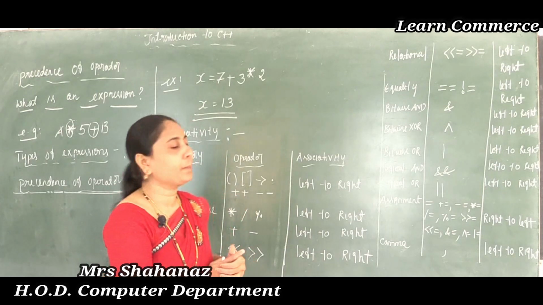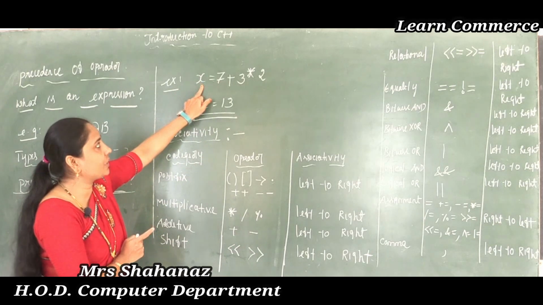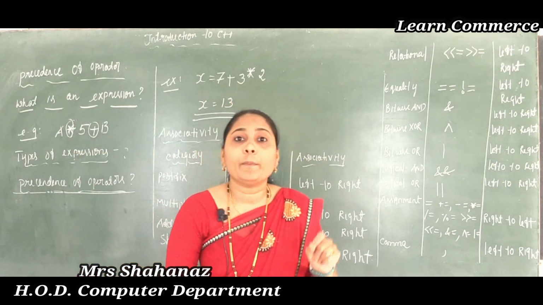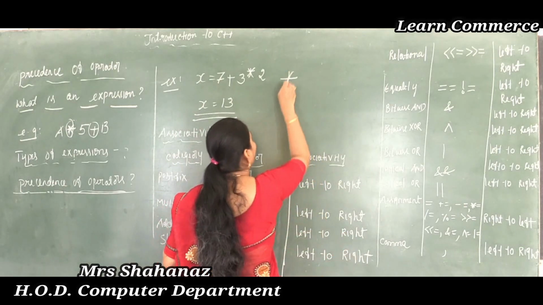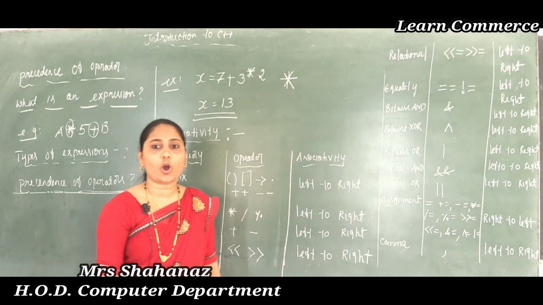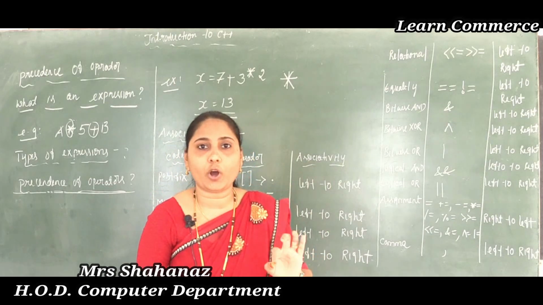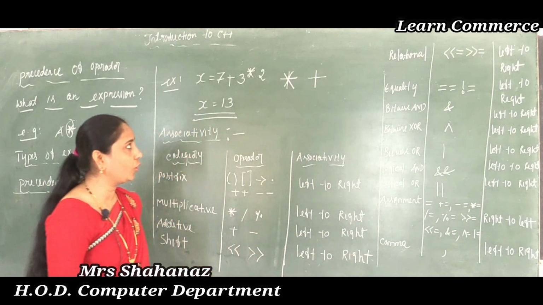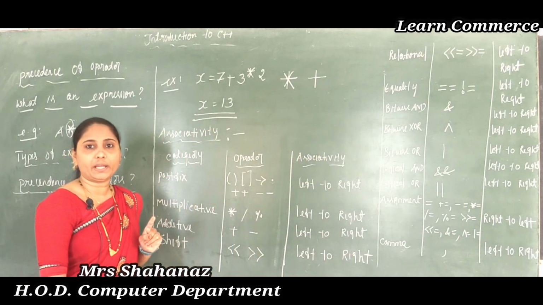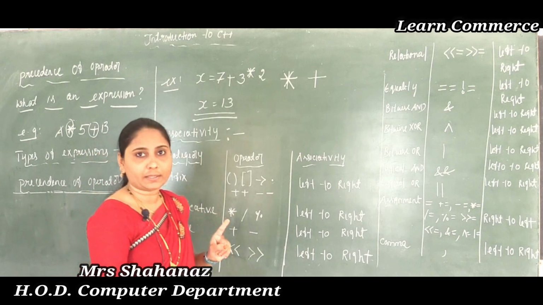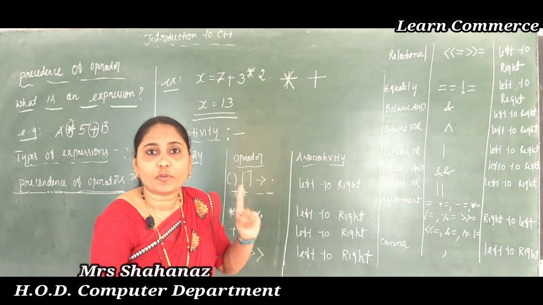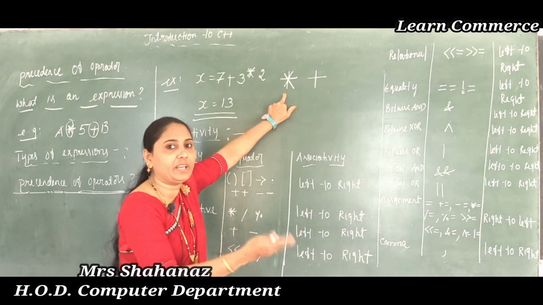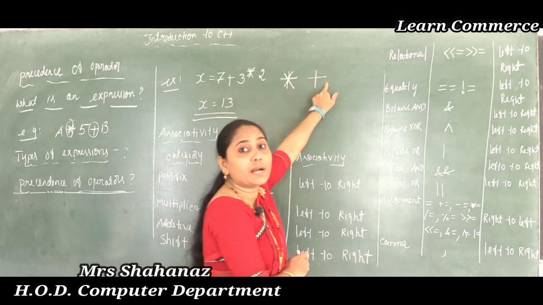So in this example, x is equal to 7 plus 3 into 2. Here the multiplication operator has higher priority than the addition operator. So if you compare the two, first of all we need to give the first priority to the multiplication operator. Then we need to give importance to our plus operator.